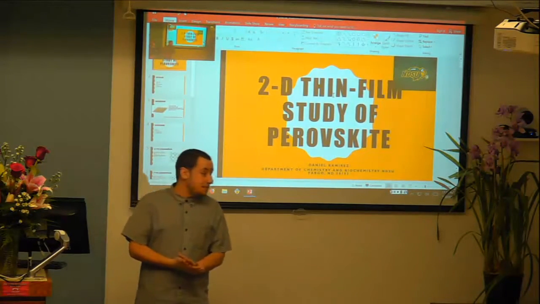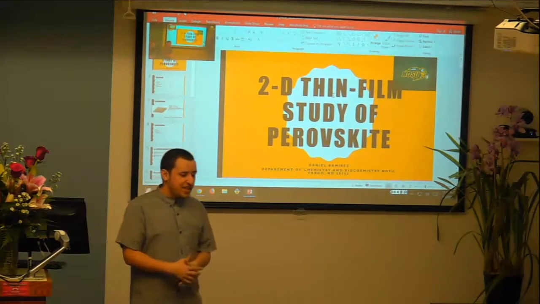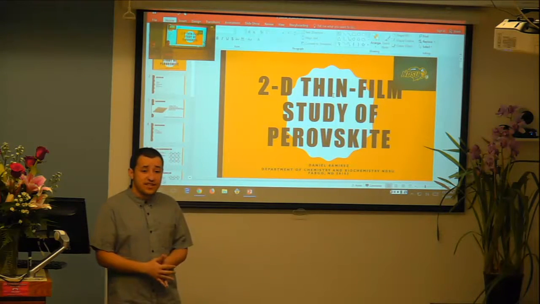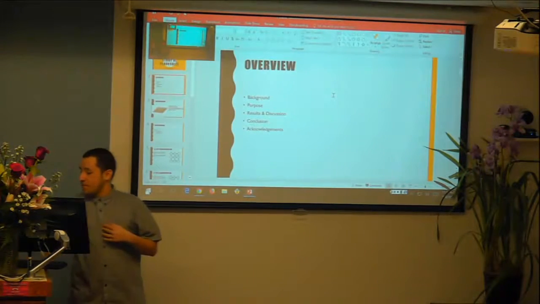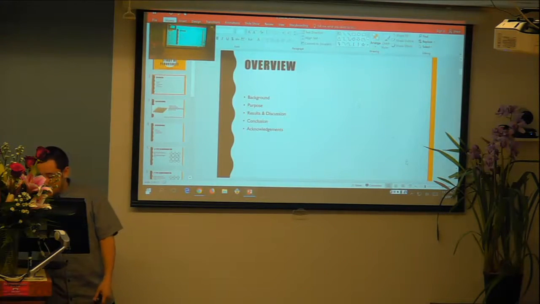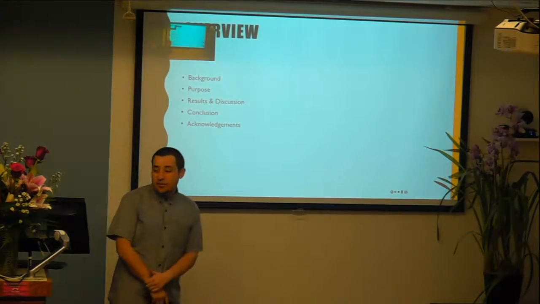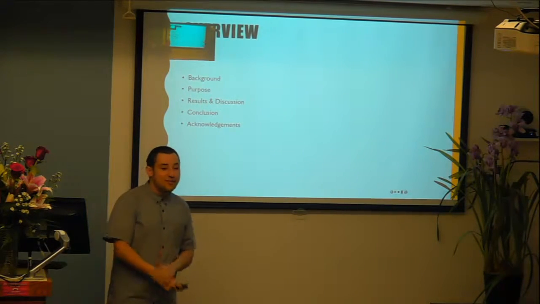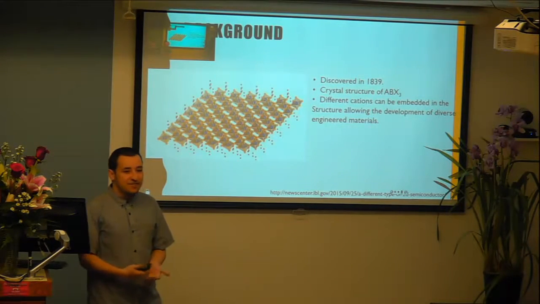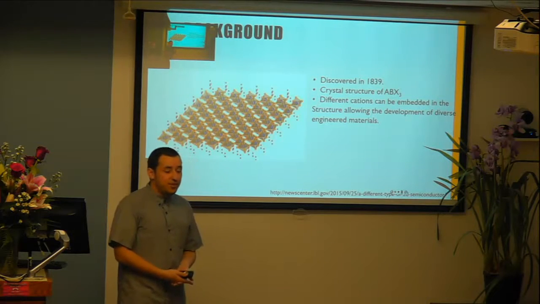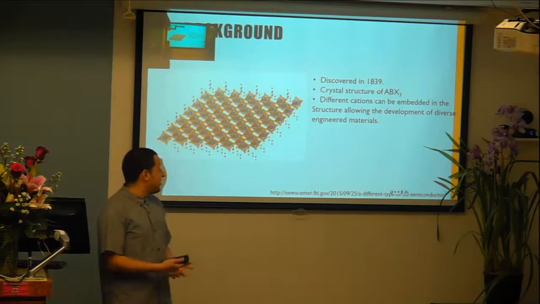So I will be studying something similar to Landon, a 2D thin film perovskite, but in this case I'll be seeing the effects of two different ligands placed on such a structure. So we begin. Basically, I'll give you a quick overview: background, purpose, results, and so forth. Perovskites were discovered in 1839 in the Russian mountains by Gustav Rose, but they weren't named after him, they were named after a mineralogist named Lev Perovski. So that's where the name came from.